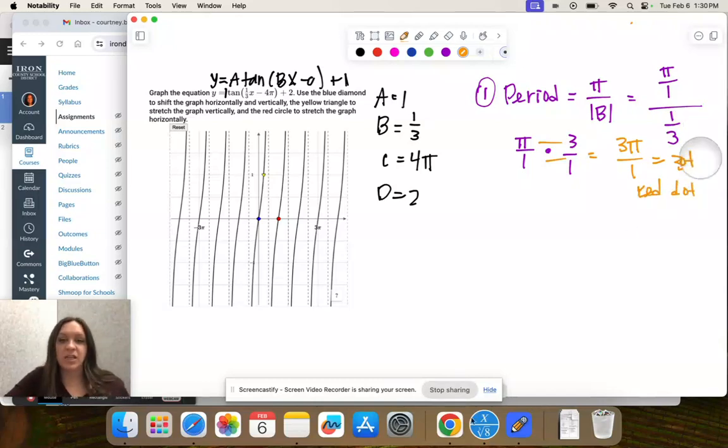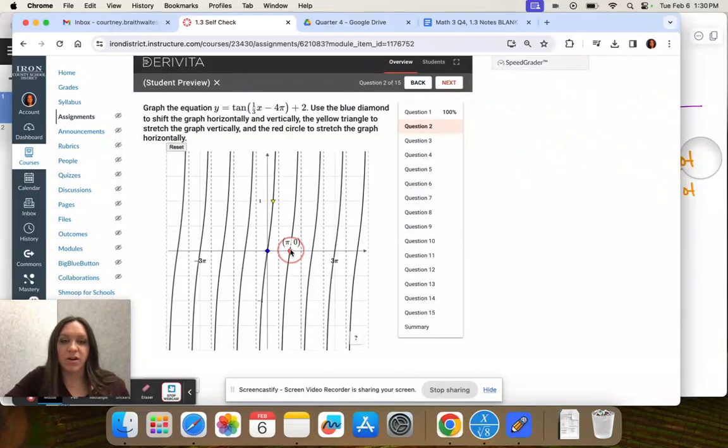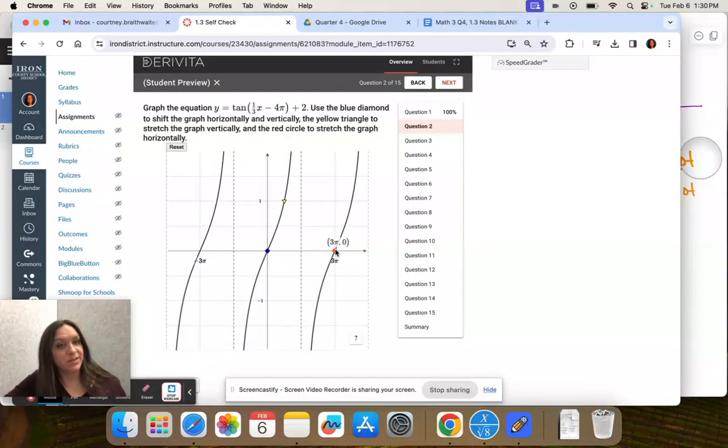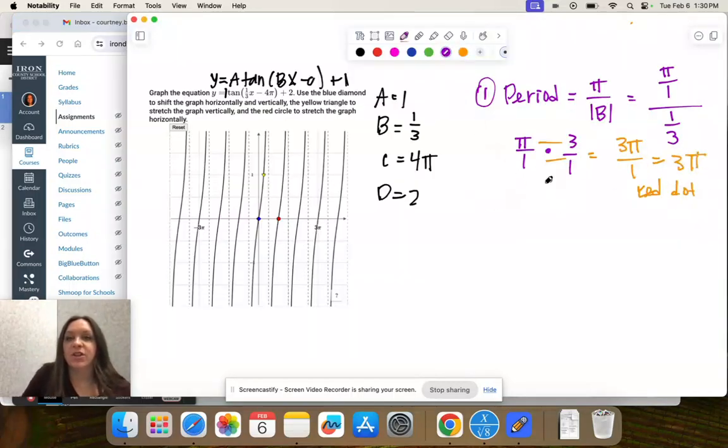So I'm going to take that red dot, and I'm going to move it all the way over to 3 pi. Ooh, that's a little better to look at. And then second, you would look at your amplitude. Oh, not amplitude, a value, which is your stretch. It's not amplitude. And that's just 1, so I'm not going to move it. It's already at 1.